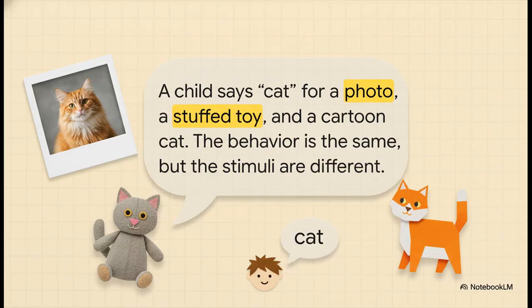This is a really clear illustration. The behavior, saying the word cat, doesn't change. What's changing are the stimuli that trigger that word. It generalizes from a photo of a real cat to a toy cat, and then even to a cartoon cat. The child has learned the core features of cat and now recognizes them in different forms.